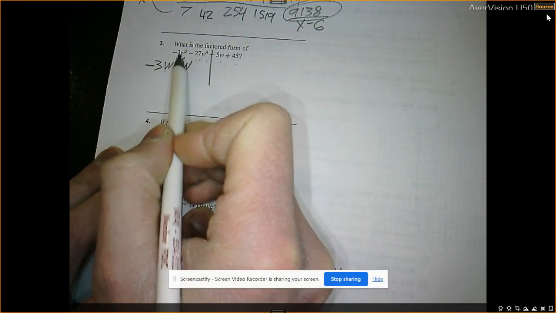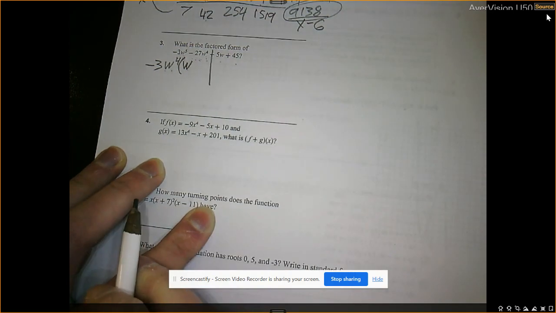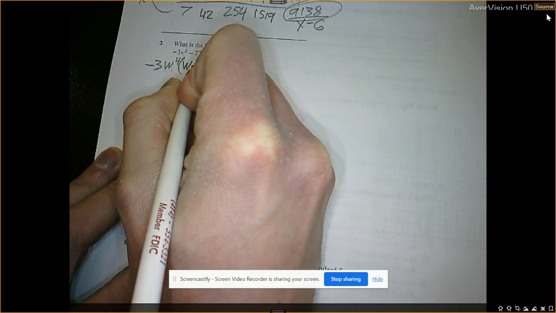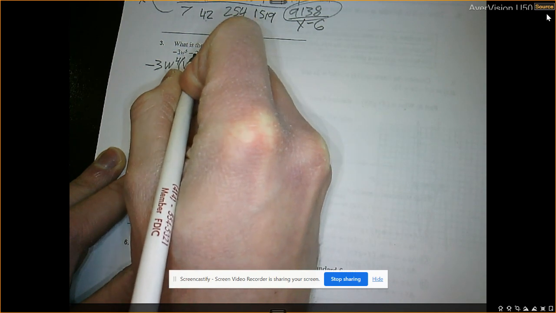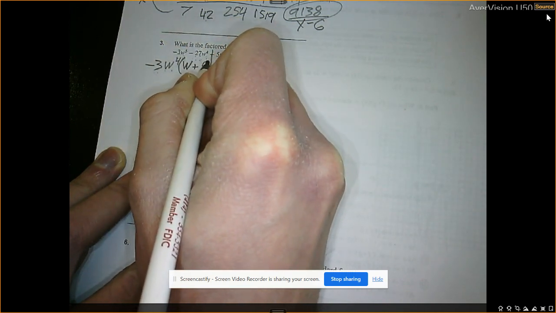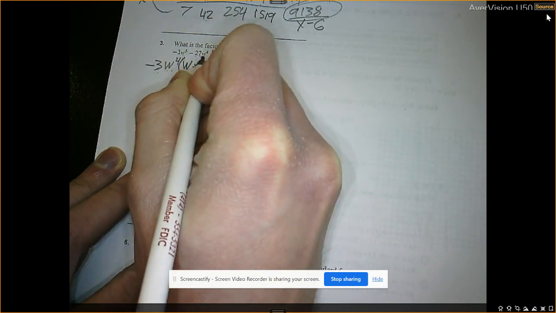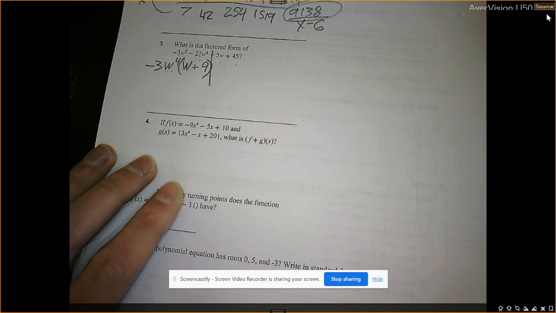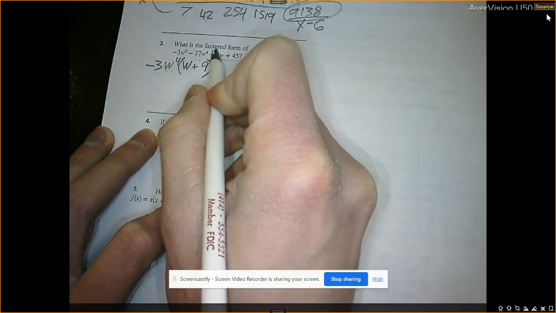The negative 3 is taken out, and then 4 of the w's are taken out. I'm left with 1. Okay, we're dividing by a negative 3, so it's going to become a plus, and negative 27 divided by negative 3 is a positive 9. Take w to the 4th out of w to the 4th, and all we're left with is that plus 9.